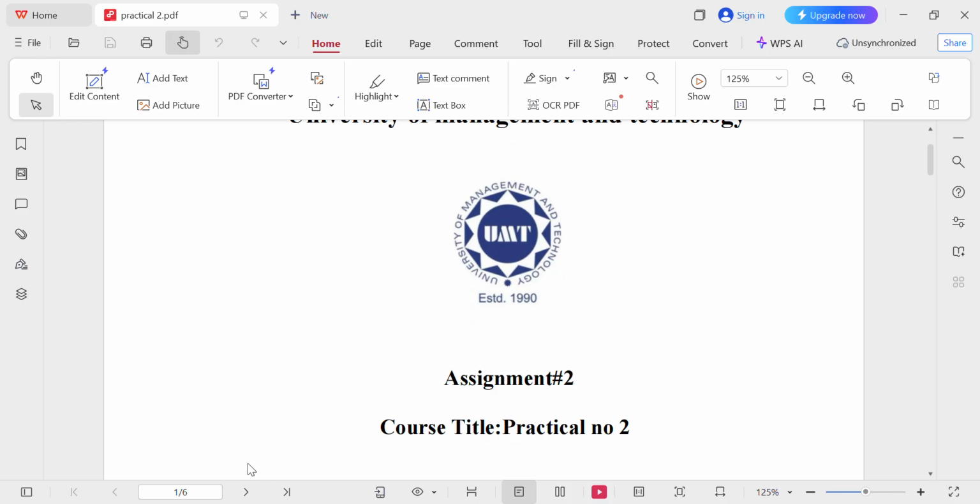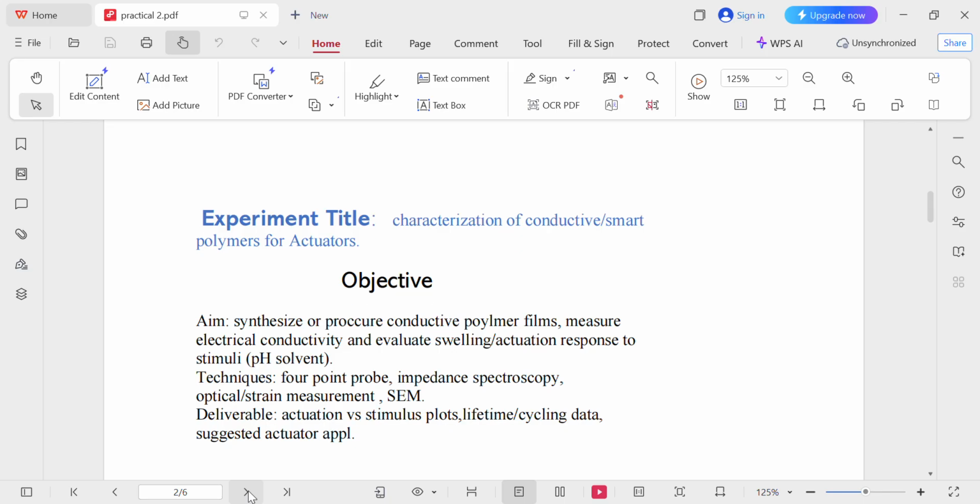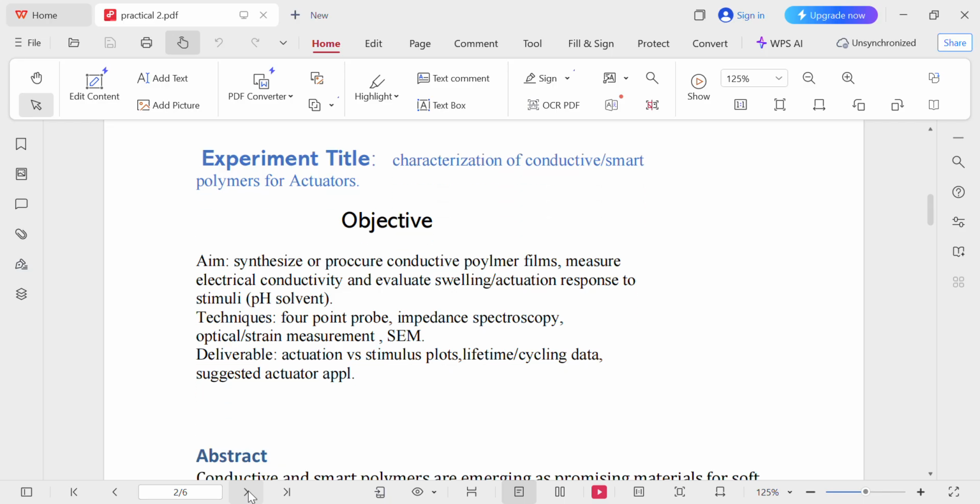Today, my topic of presentation is characterization of the conductive smart polymer for the actuator. Objective: the aim is to synthesize or procure conductive polymer film, measure the electrical conductivity, and evaluate the swelling and actuation response to stimuli such as pH and solvents. Techniques: 4-point probe, impedance spectroscopy, optical strain measurement, SEM. Deliverables: actuation versus stimulus plot, lifetime cycling data, and suggestions for the actuator.